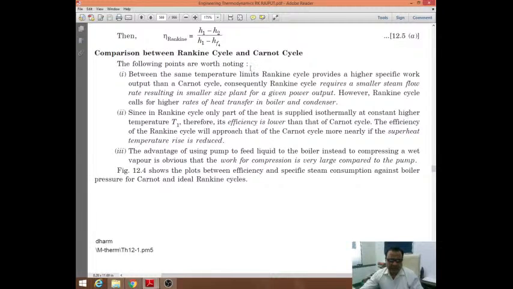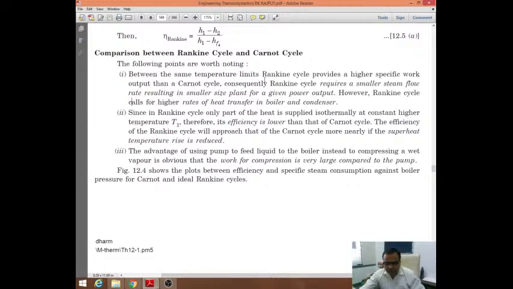Following points are important. Between the same temperature limits, the Rankine cycle provides higher specific work output than the Carnot cycle. Specific work output means how much work is obtained per unit mass of the steam. That is definitely more, because in the Carnot cycle a large amount of work is required for compressing that mixture of water vapor and steam. But here, as only water is there, the pump work is negligibly small, and that increases the net work obtained from this cycle. This simply means that net work obtained from the Rankine cycle is more as compared to the Carnot cycle.